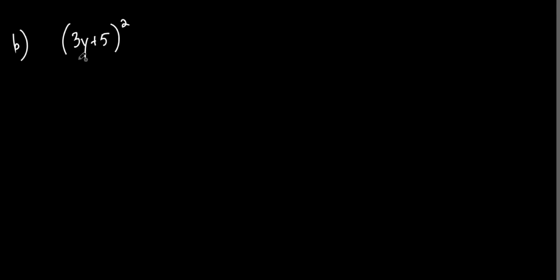You got it? A lot of people look at this and say, oh, everything's being squared, so I'm just going to go 3y squared, which is 9y squared, plus 5 squared, which is 25. You can't do that, all right? What does this mean? That means this whole parentheses is being squared.